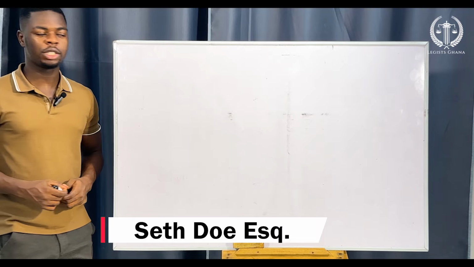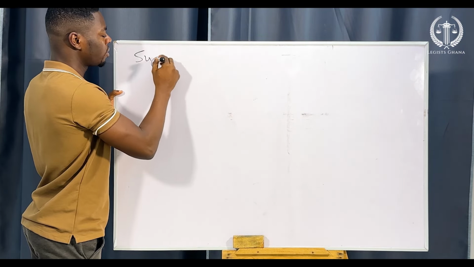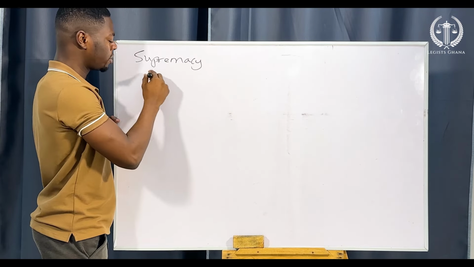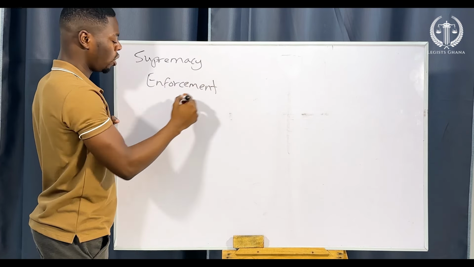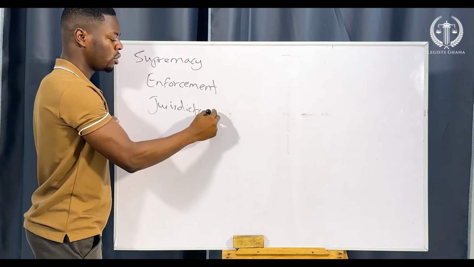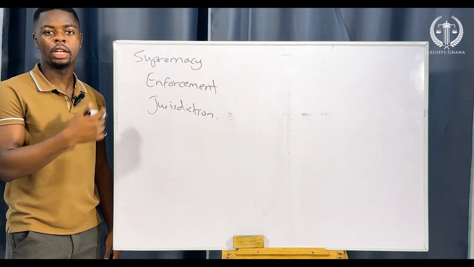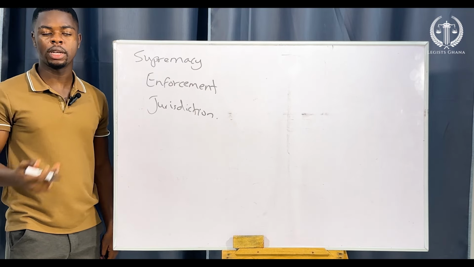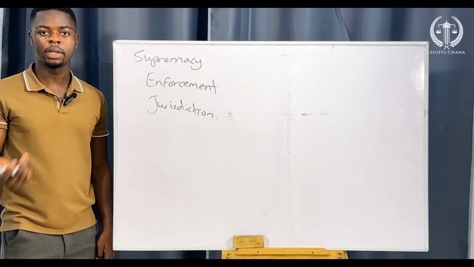The essential portion of this session will look at the supremacy of the Constitution, as well as the enforcement of the Constitution and also the jurisdiction of the court. So we have the supremacy, we have the enforcement of the Constitution, and then the jurisdiction of the court. The applicable articles and cases will be those that have been decided in the particular country, Ghana.